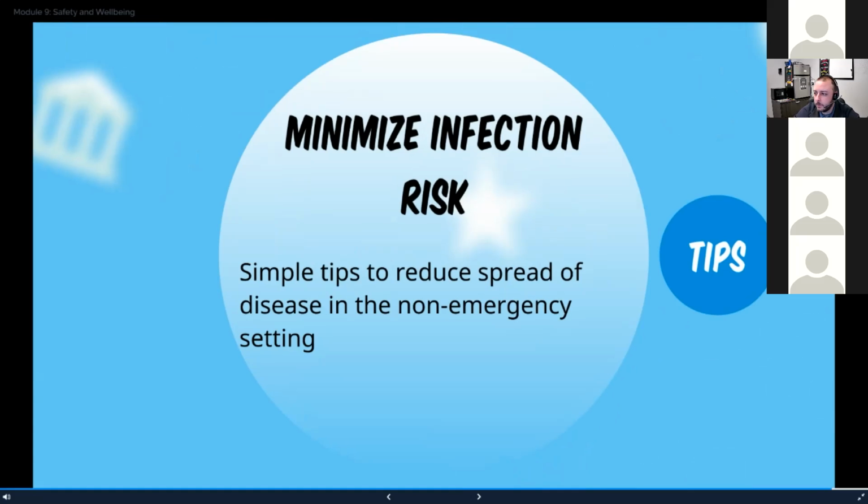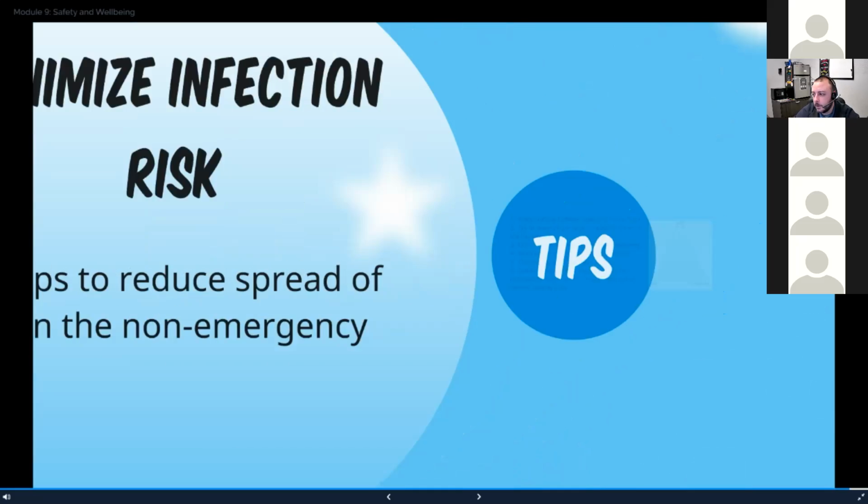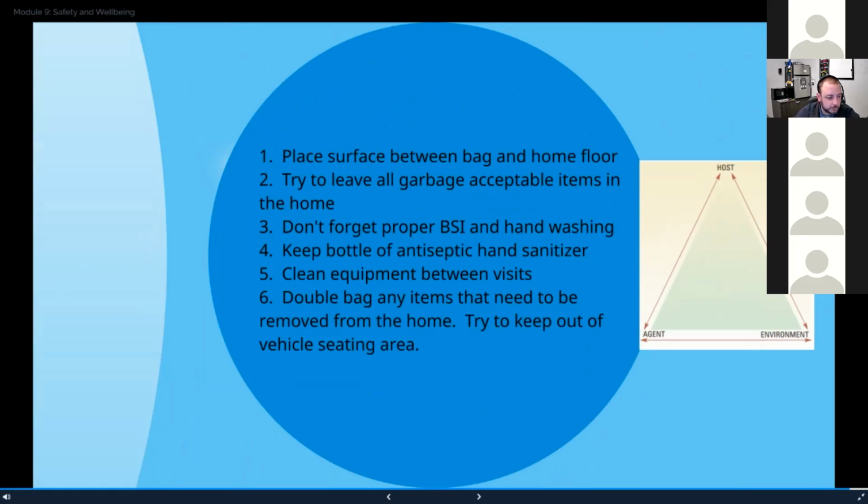Some things to think about when you minimize the risk of infection. These are just some simple tips, especially if you're in your own private vehicle or a vehicle that you use quite frequently for chems. Place a surface between your bag and the floor of the home. Sometimes you can use a sheet or a plastic bag that you put down. Try to leave all your garbage in the home. Don't take your garbage back out with you unless it's something that you don't feel comfortable leaving there.